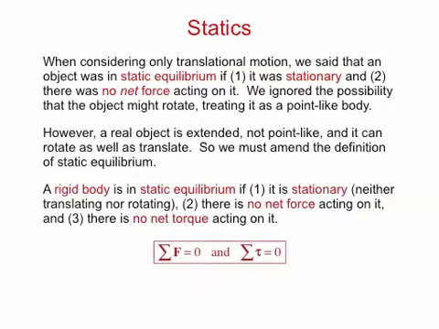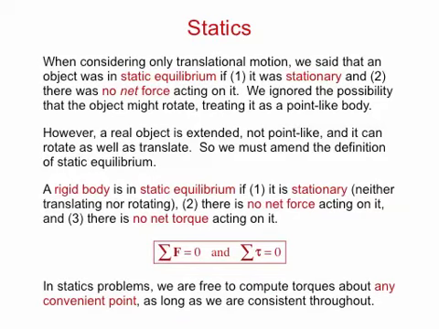The main conditions for static equilibrium are expressed mathematically in these two equations. Any forces acting on the object must add up to zero, and any torques acting on it also add up to zero. Note that these are vector equations, and therefore must hold component by component.